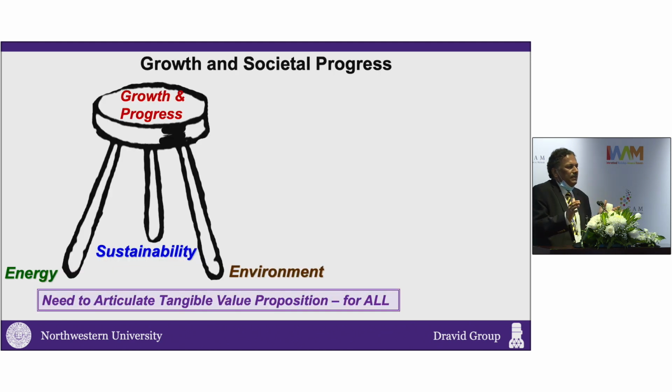Before I do that, let's look at how we arrived at this, correct? You need only 3 non-collinear points to make a stable surface, and that's your stool. So if you look at growth and progress in society, it rides on these three pillars, correct?